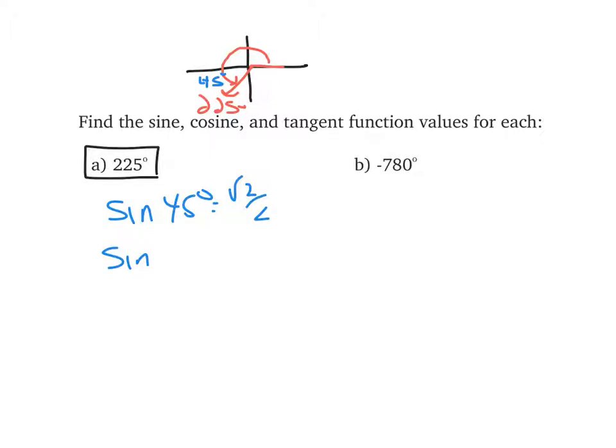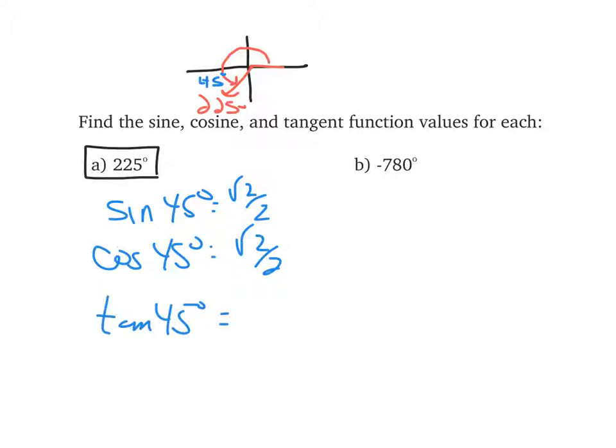Now, these aren't the answers. I shouldn't be writing those actually. I'm supposed to be doing 225, but I'll show you how that relates in a second. Cosine 45 degrees is also square root of 2 over 2. That's supposed to be a 2. And the tangent of 45 degrees is sine over cosine, or just 1. Now, I'm not trying to find 45. I'm trying to find 225.